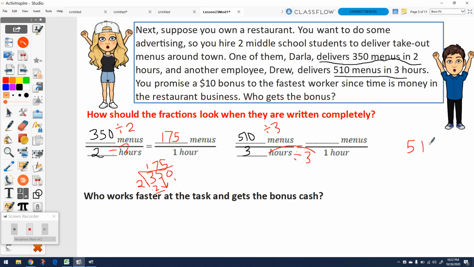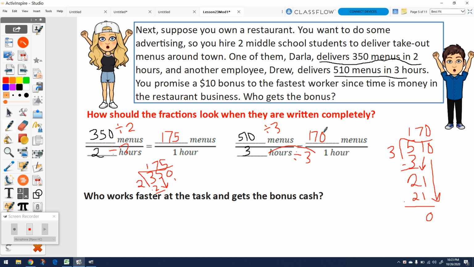So 510 divided by 3, and 3 goes into 5 once. 5 take away 3 leaves us 2. Bring down my 1. 3 goes into 21 exactly 7 times. And therefore, if we just have a 0 left, what do we need to do with that 0? We would really bring it down, but 3 is not going to be able to go into 0, so we're just going to add that 0 up top. So he can do 170 menus.